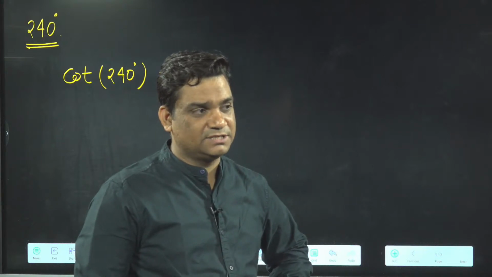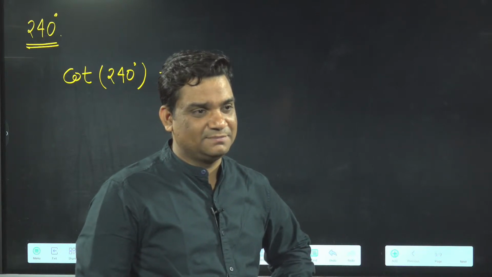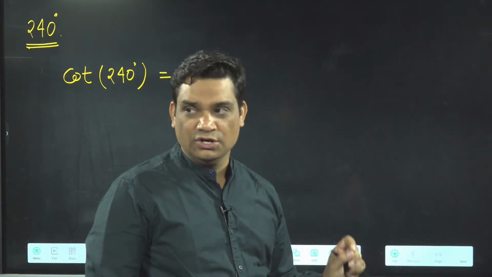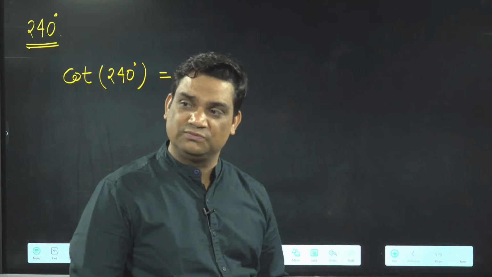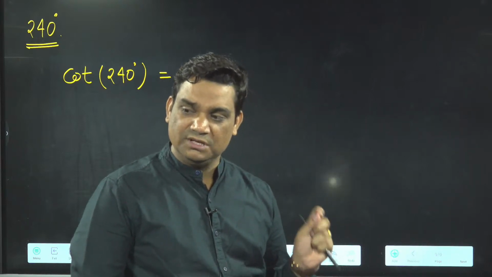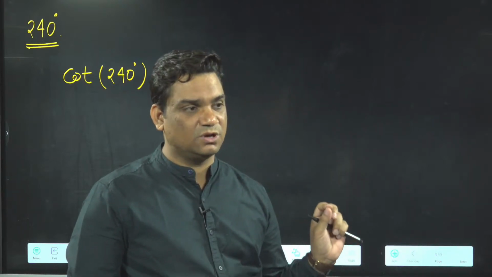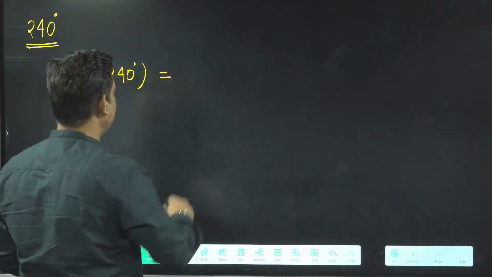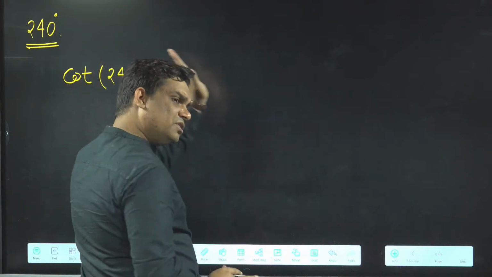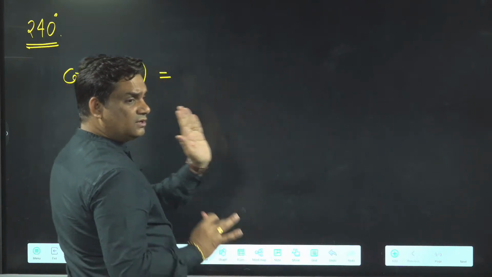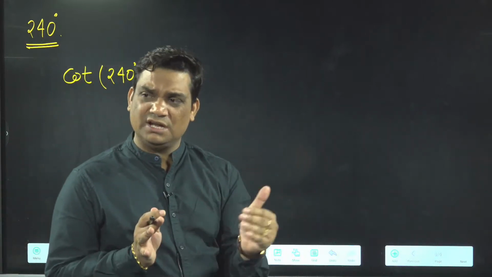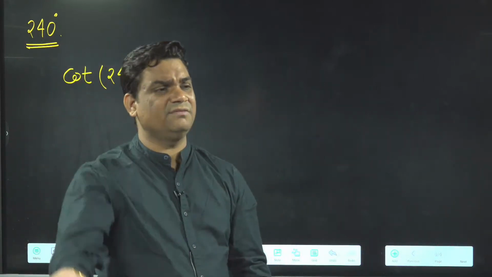Plus root 3, plus 1 by root 3. So many options I'm getting. I already said, when you have to solve for cot, you will not solve for cot, you will solve for sine, cos, tan. It means you will convert this into tan and you will solve for tan. Tan you have to find. I'm not saying you cannot solve for cot also, but we are restricting ourselves to sine, cos, tan because using these three we can find everything.